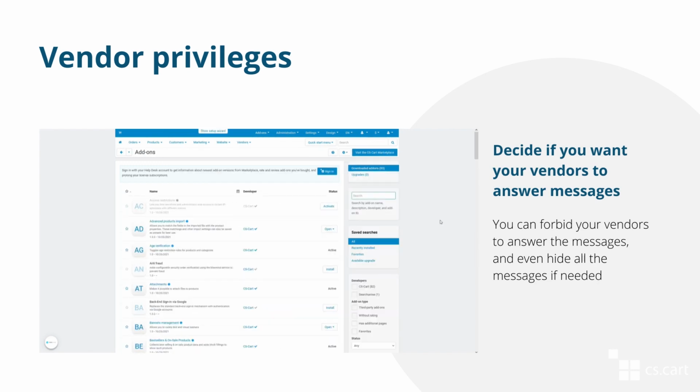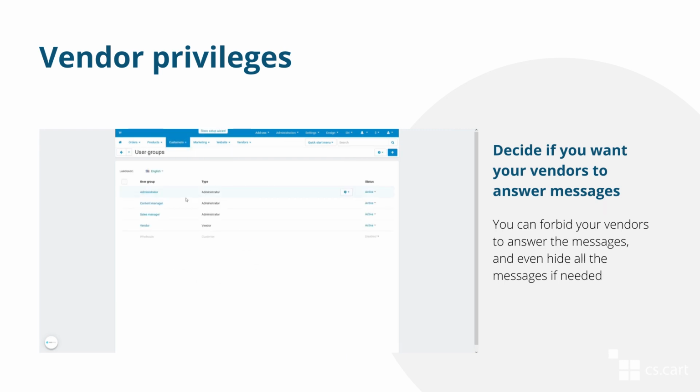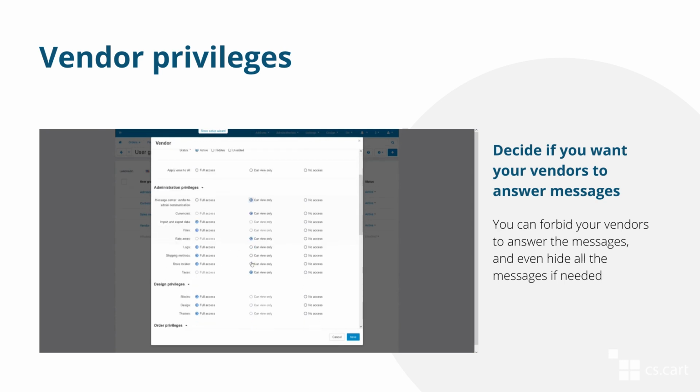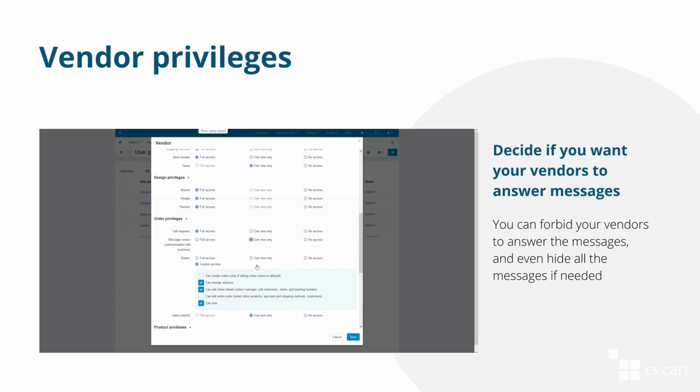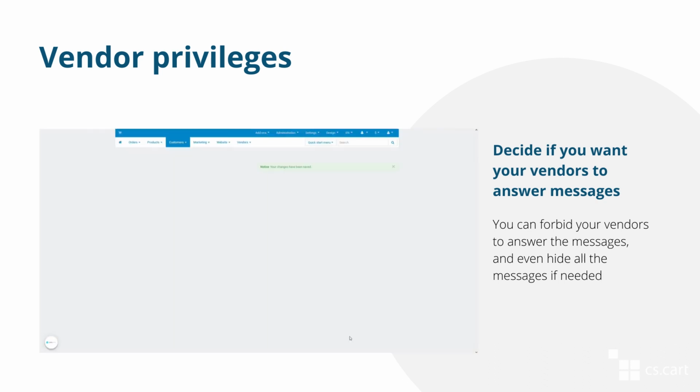If you do not want them to be able to answer or even to read the messages, use the Vendor Privileges add-on. This way, you can configure vendor access to the Message Center in the way you need. You can allow your vendors only to read the messages from the customers without answering them, or even hide all the communication from the vendors and deal with the customers on your own.